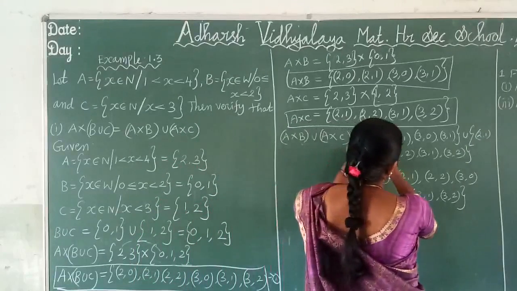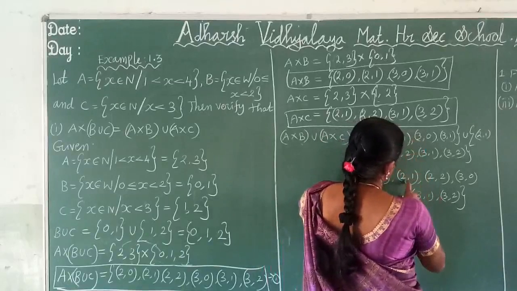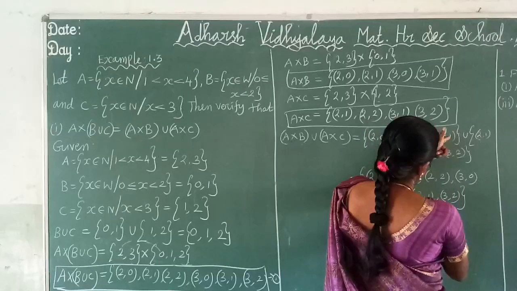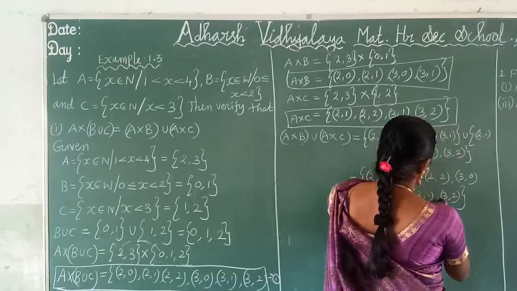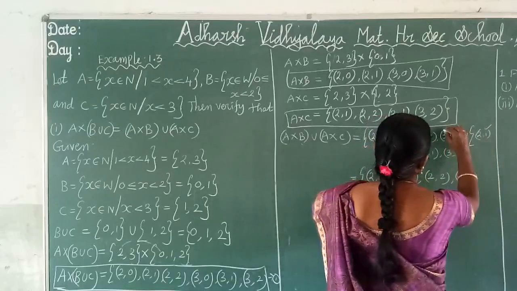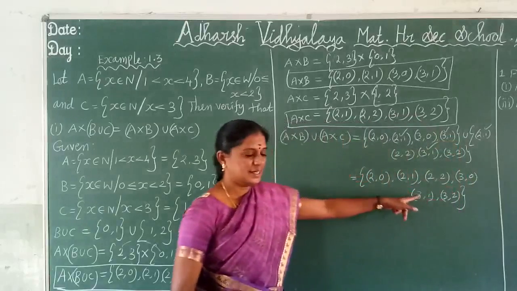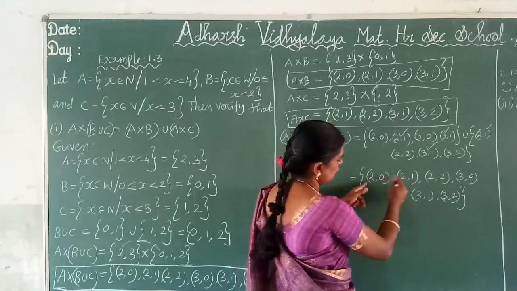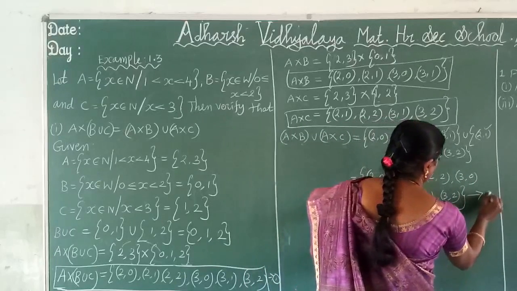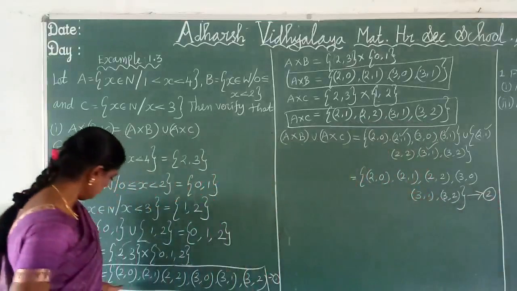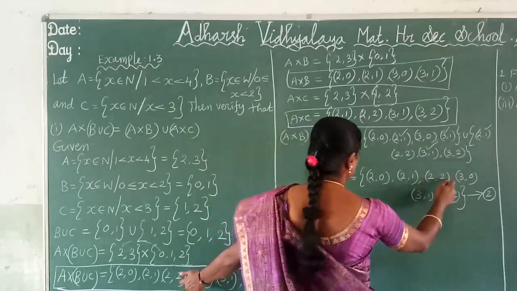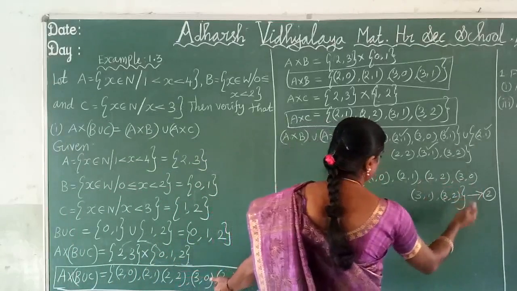So write here 2, 0, 2, 1. Before, the check is here 2, 2, 3, 0, 3, 1. And here 3, 2. Here 2, 1, already written. And next 3, 1, already written. At last what we get? 2, 0, 2, 1, 2, 2, 3, 0, 3, 1, 3, 2. That is equation number 2. See the equation 1: 2, 0, 2, 1, 2, 2, 3, 0, 3, 1, 3, 2.